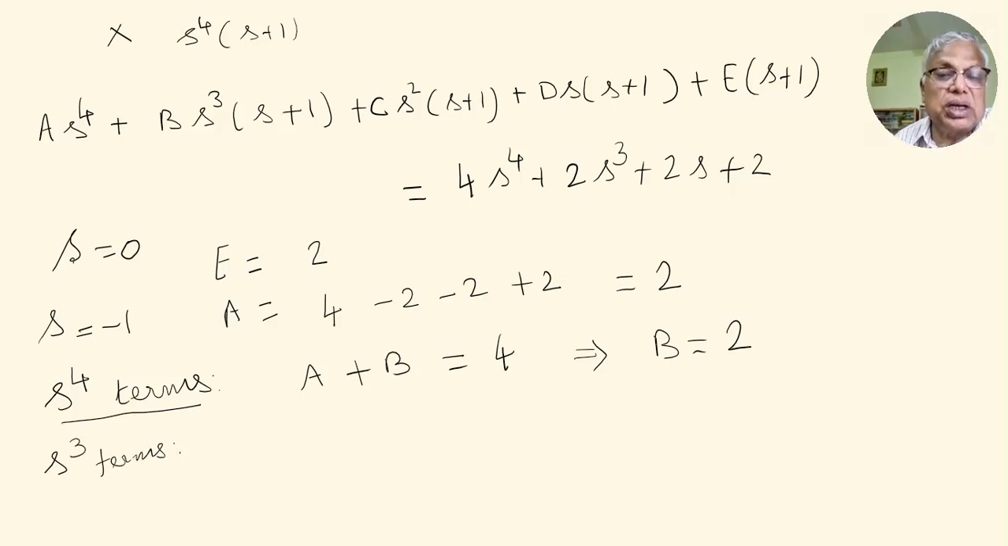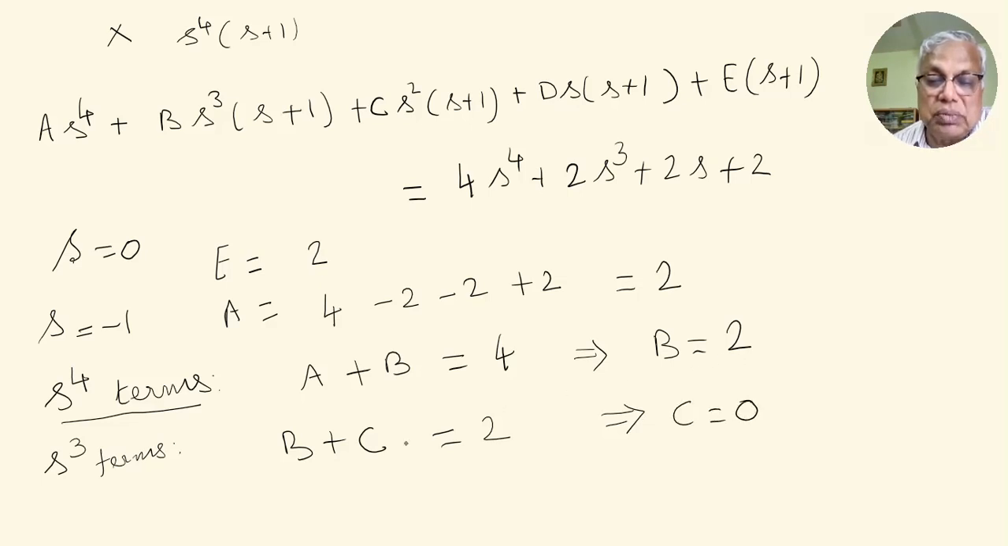S cube terms you have here, where is s cube? You have here b s cube and c s cube, that's all. So b s cube and c s cube you have, so coefficients are b and c, and the right hand side s cube term is 2, coefficient of s cube is 2, so b plus c is 2, already b is 2, so this means c is 0, b is 2 here, b plus c also 2, that means c equal to 0.